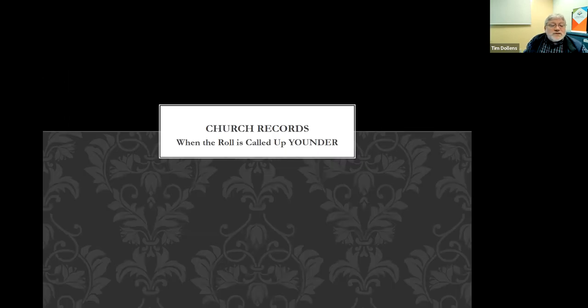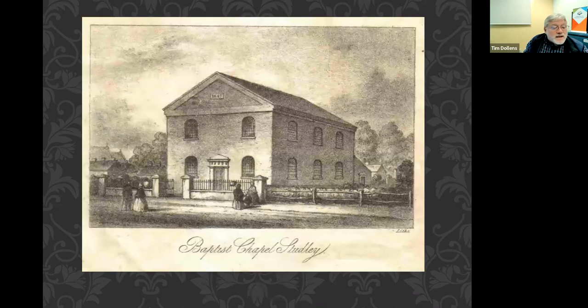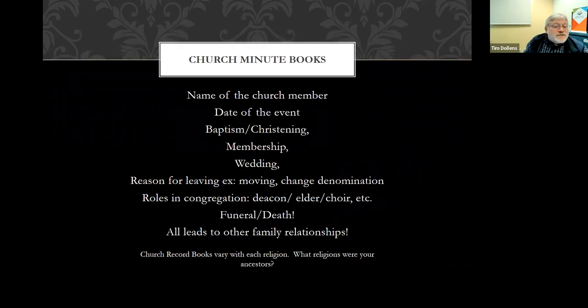All right, church records. When the roll is called up yonder, and we're getting close on time, just typical church, that Baptist chapel from the mid-1850s. Dates of events, baptisms, christenings, memberships, weddings. So it's not just about the burial. Reasons for leaving. Did they move away? Or who moved away and when? They changed denomination. The roles in the congregation, were they a deacon? Were they an elder? Were they a choir member? What was their role in the church?